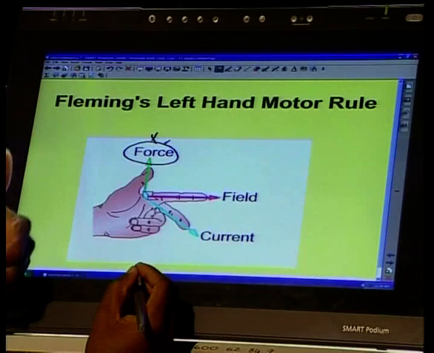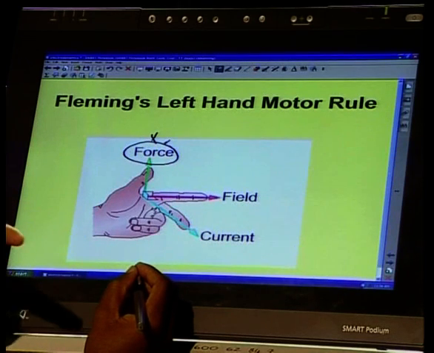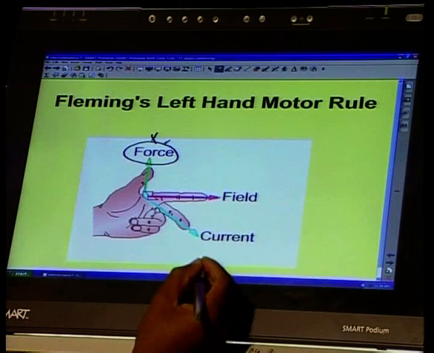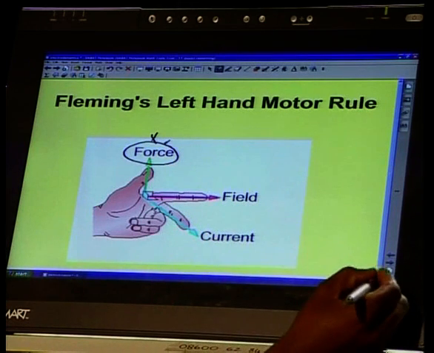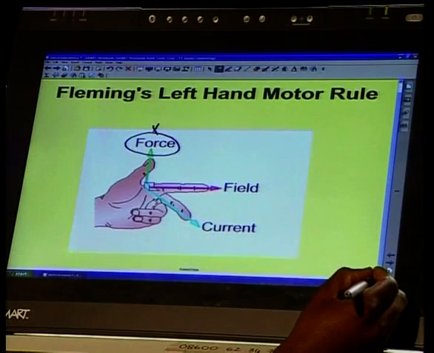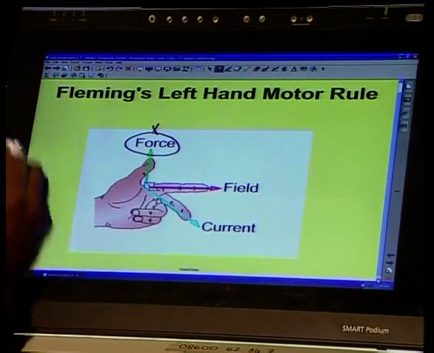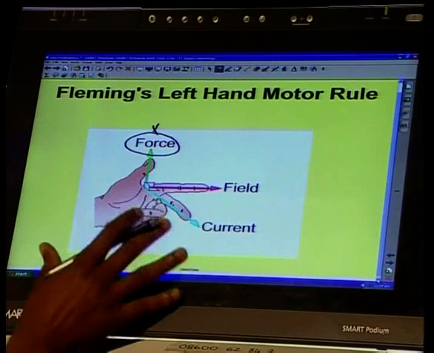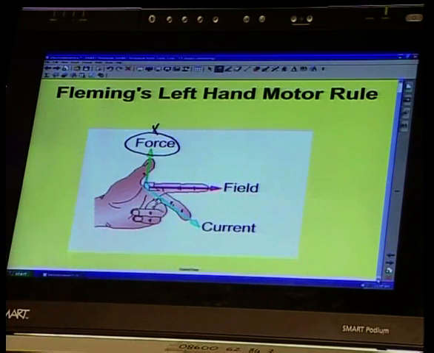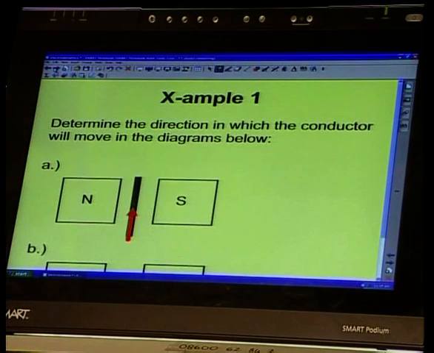Your thumb, it's your force. Your first finger, it's your field. And your second finger, it's your current. Okay, direction of the current. Now, can we apply this rule to answer some of the questions? Let's look at example 1.